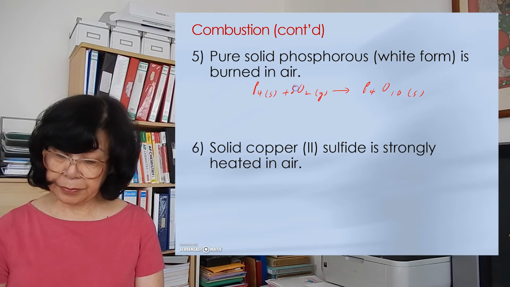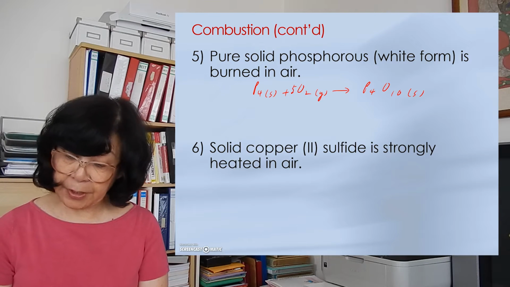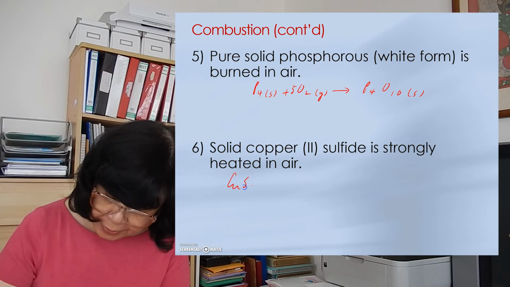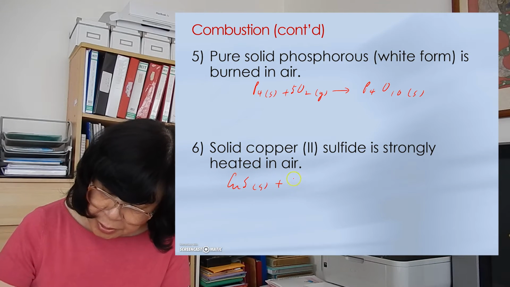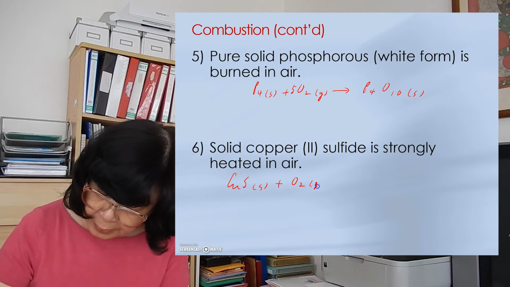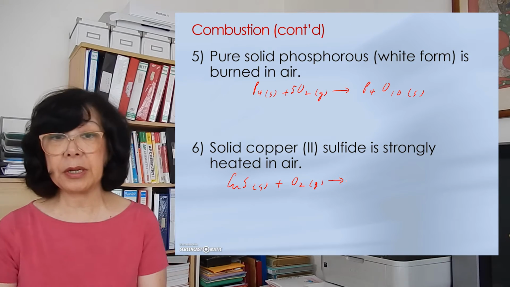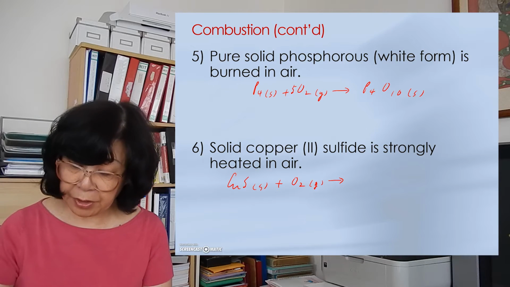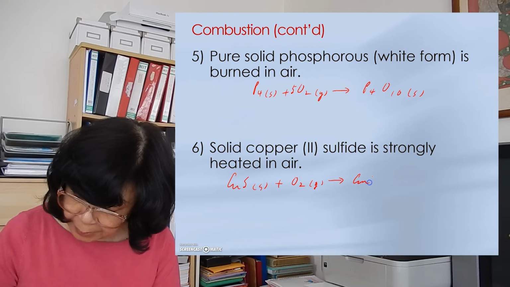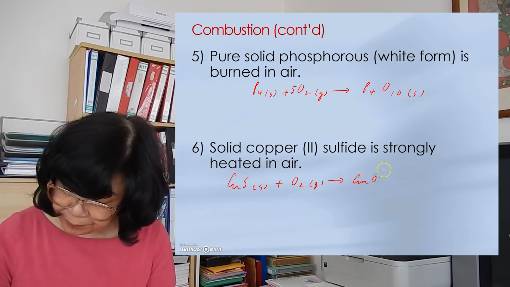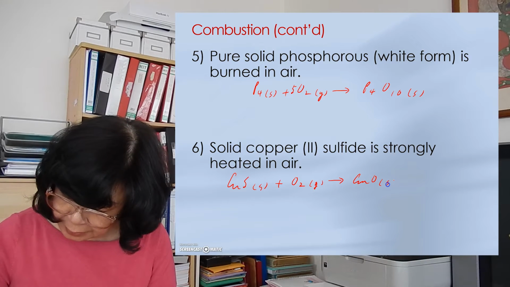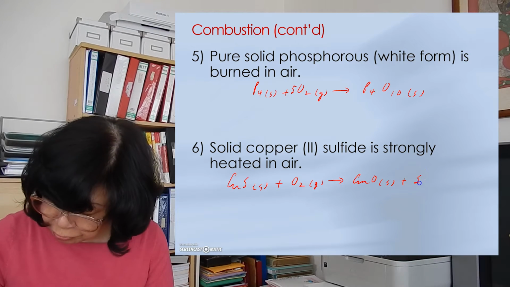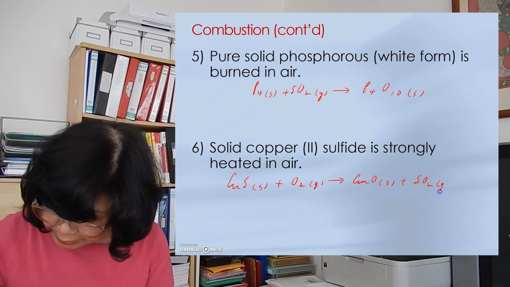The next one: solid copper(II) sulfide strongly heated in air. I have copper sulfide, CuS solid, plus oxygen. And you can basically predict the product by splitting the copper sulfide. So copper will combine with oxygen to form copper oxide solid, and the sulfur will also combine with oxygen to form SO2, sulfur dioxide gas.